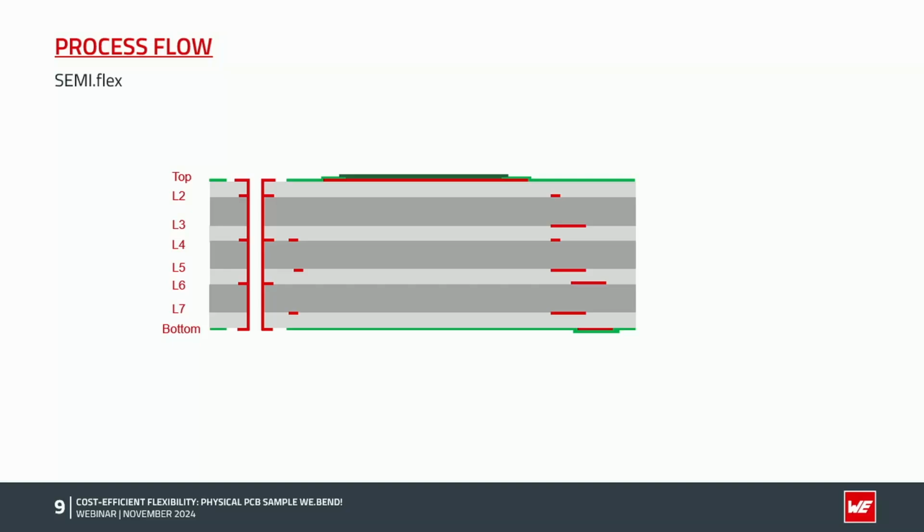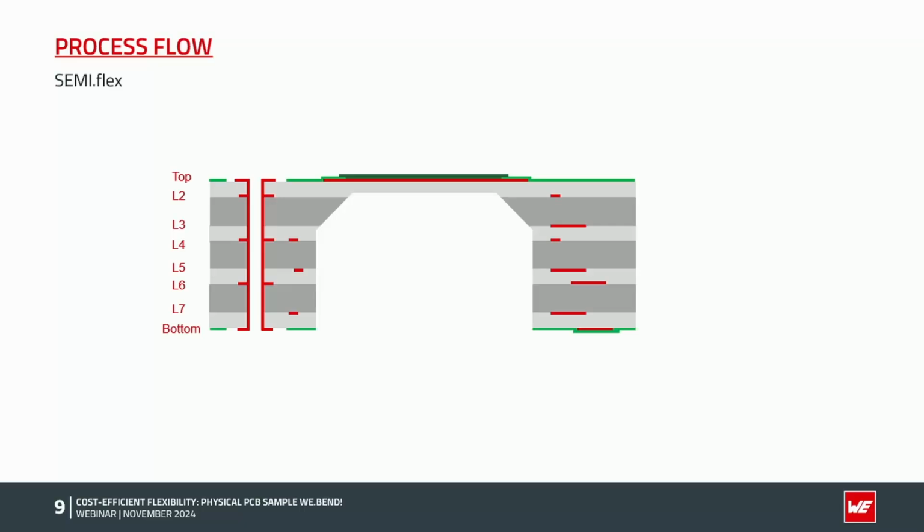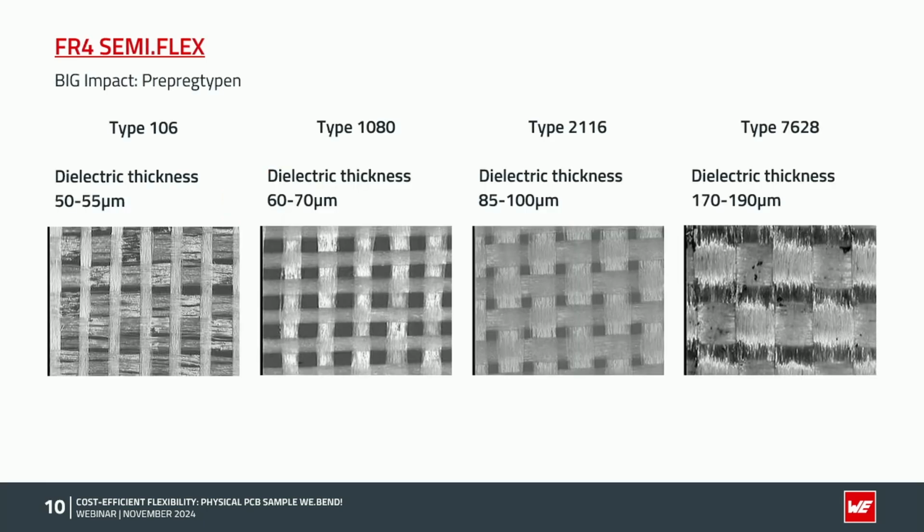But now the PCB is not bendable, and that's why we do a deep milling in the bend area or in the semi-flex area, so that the material is a lot thinner, approximately 0.2 millimeter. And with this reduced thickness in the bend area or in the semi-flex area, we can bend the PCB. As mentioned, the glass and the resin will be damaged. That's why we have to have a look at the used prepreg, because it has a big impact.